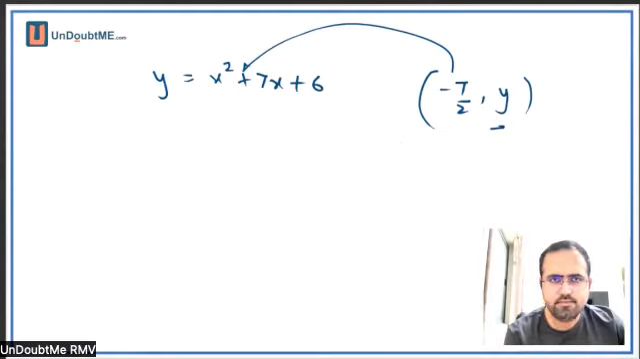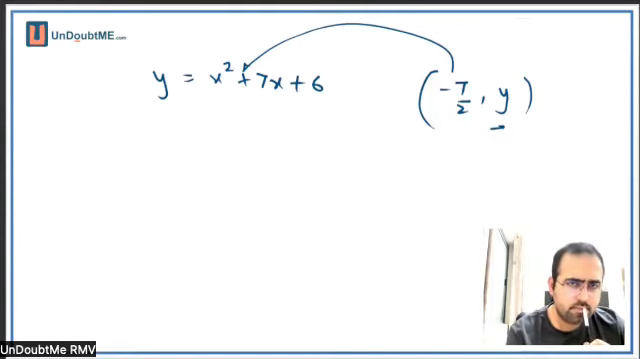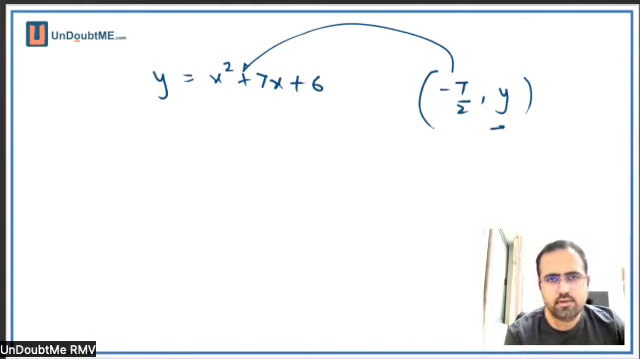Wait, sir, to find the midpoint, we do (x1 + x2) divided by 2, (y1 + y2) divided by 2. Yes. And then to get the minimum point, we put the x value into the equation, and then we find the minimum or maximum. Yes. Okay.